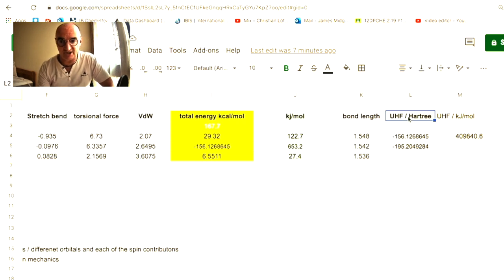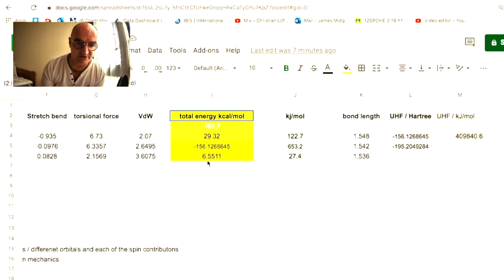Now, the UHF Hartree energy. This would be a great IA, I think. Looking at the total energy from the Newtonian mechanics with the UHF energy. And the UHF energy is the energy from all the molecular orbital calculations. So this is quantum mechanical, this is classical mechanical. And look at the difference. The difference is enormous.